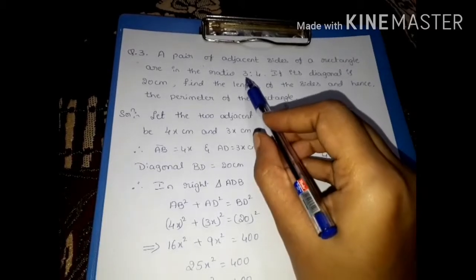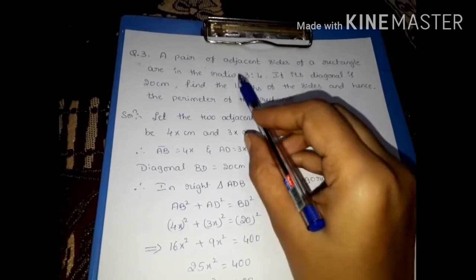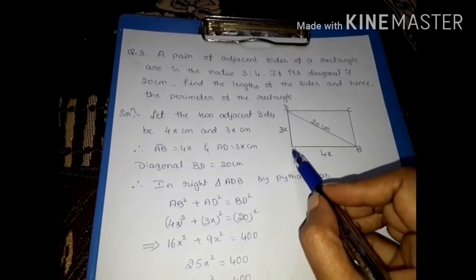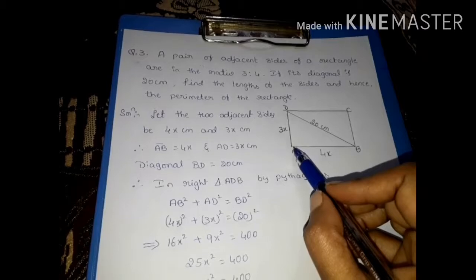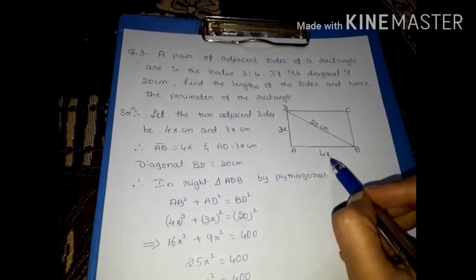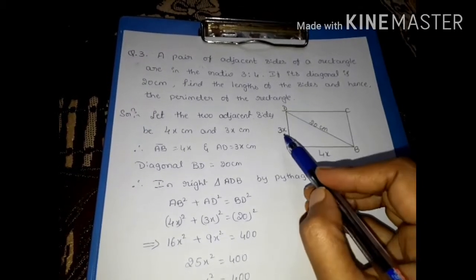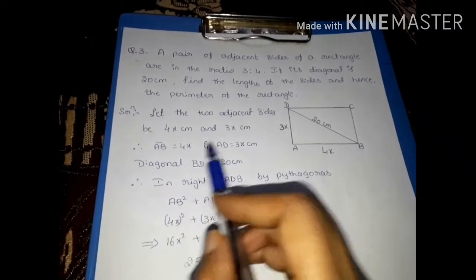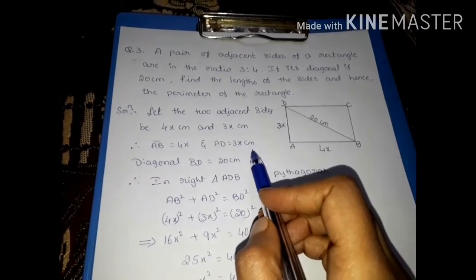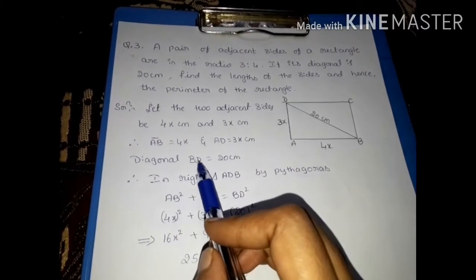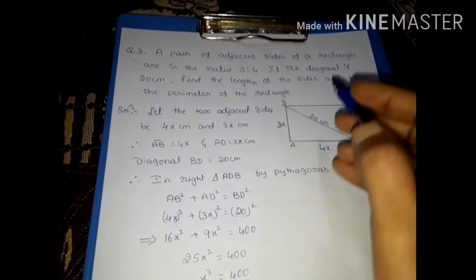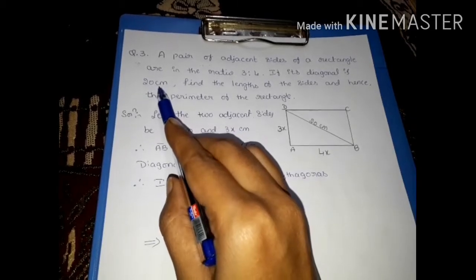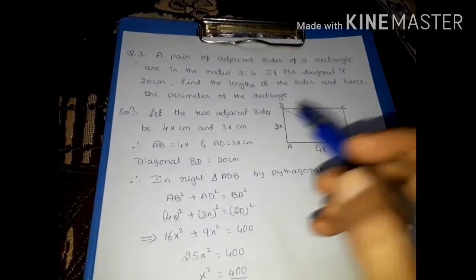First consider, let two adjacent sides be 4x and 3x. Here I am going to consider AB as the longest side. Length AB is equal to 4x, and breadth AD I am going to consider as 3x. Diagonal length is also given, BD is equal to 20 centimeter, given in the question.